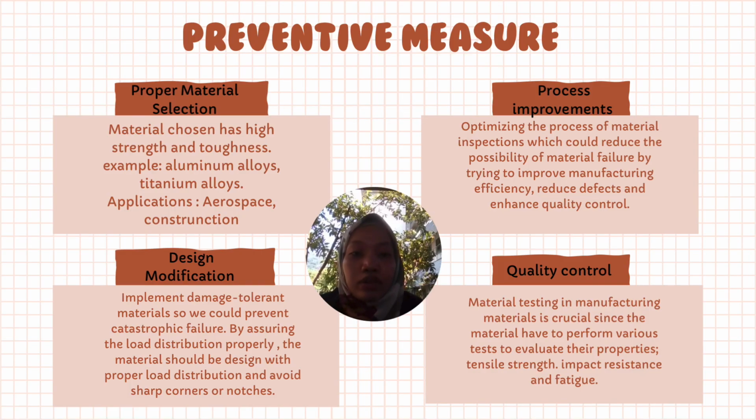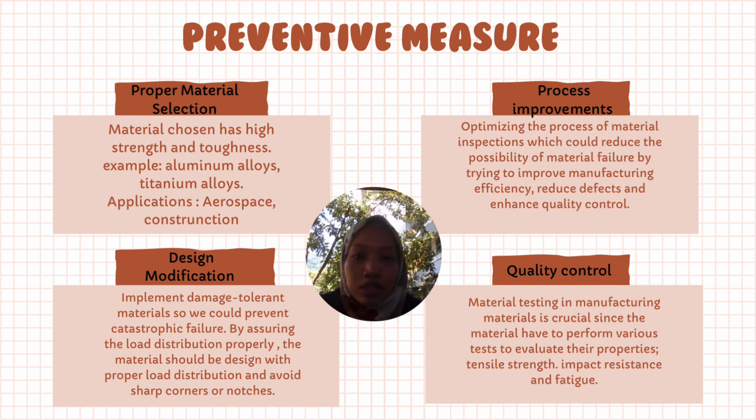Hi and Assalamualaikum. My name is Nurwani Sabrina binti Muhammad Asfi. My matric number is J22A0337. I'm going to talk about preventive measures. For proper material selection, the material chosen has high strength and toughness, for example, aluminum alloys and titanium alloys.